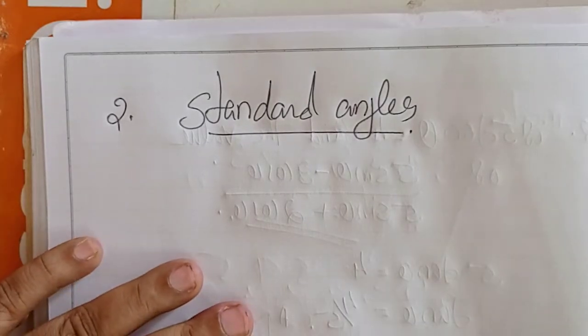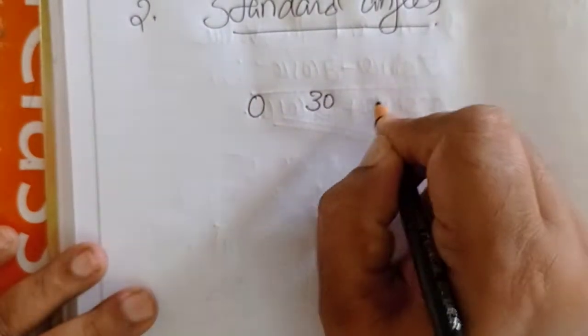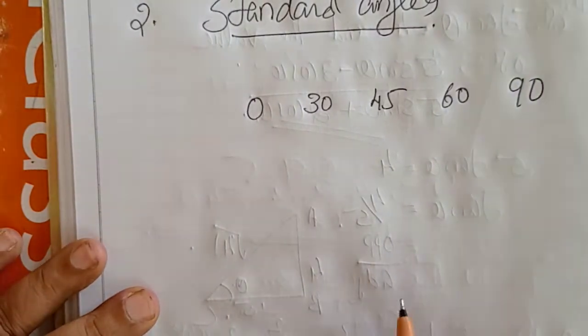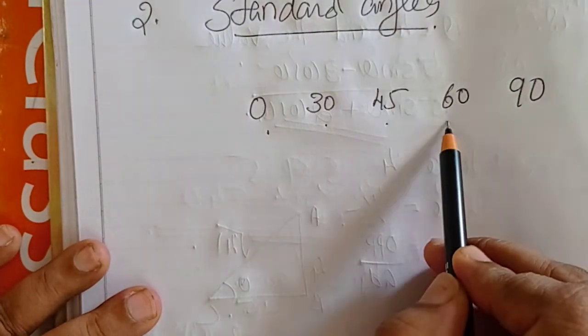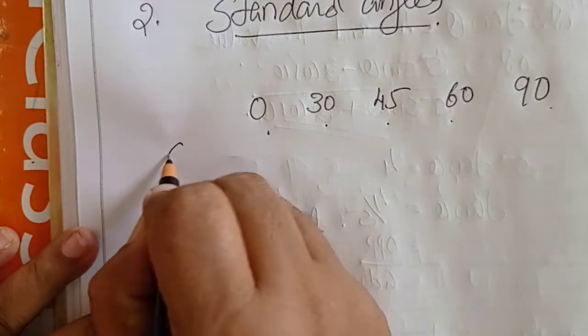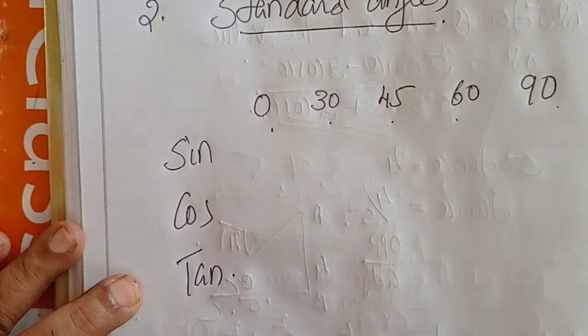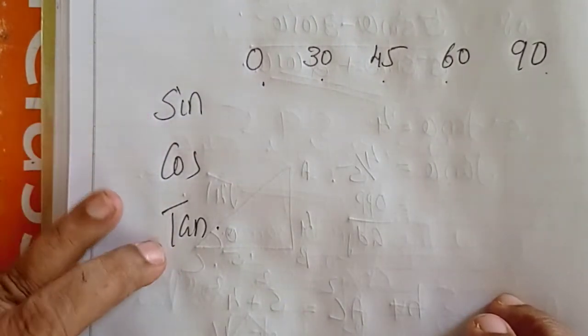Trigonometrical ratios of standard angles. Can you say what are the standard angles? 0, 30, 45, 60, 90. Repeat. 0, 30, 45, 60, 90. Then the basic ratios are sine, cos, tan. I already told you the rest three are the reciprocal of these three.